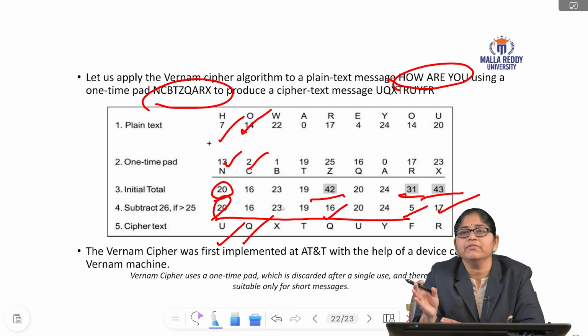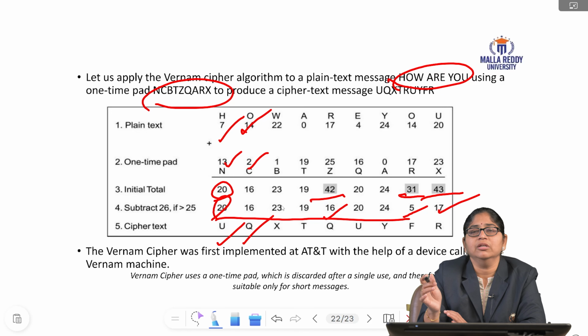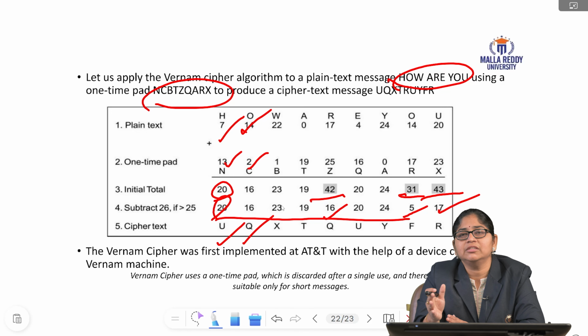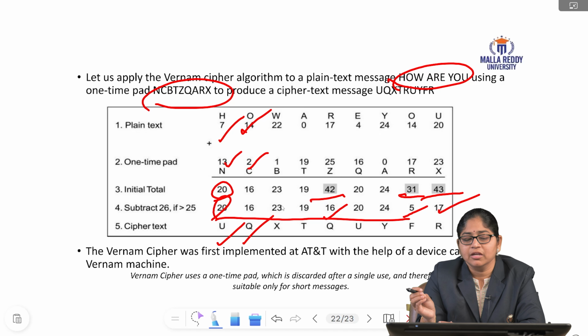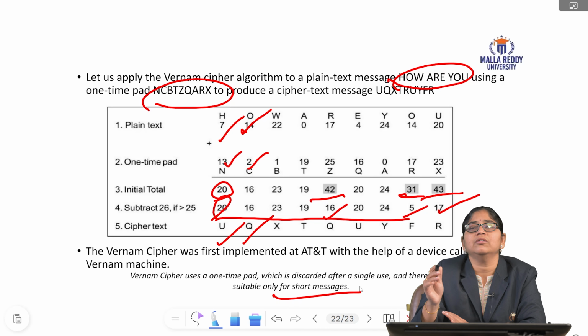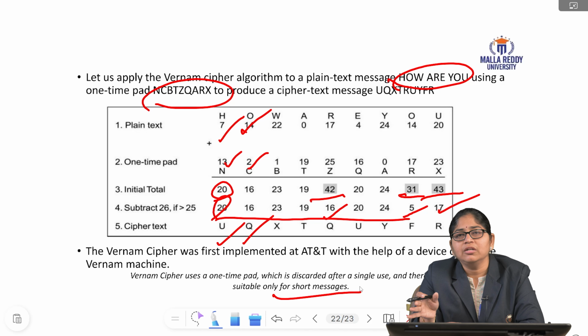So in the Vernam cipher we are going to add the plain text characters with the one-time pad characters to get the total. After that we'll get the ciphertext. Generally it is implemented in AT&T Labs. The Vernam cipher uses only a one-time pad. That means the one-time pad we can use only one time, for short messages. For other messages we cannot use it. Therefore the Vernam cipher is the simple substitution cipher we can use in order to encrypt only short messages.